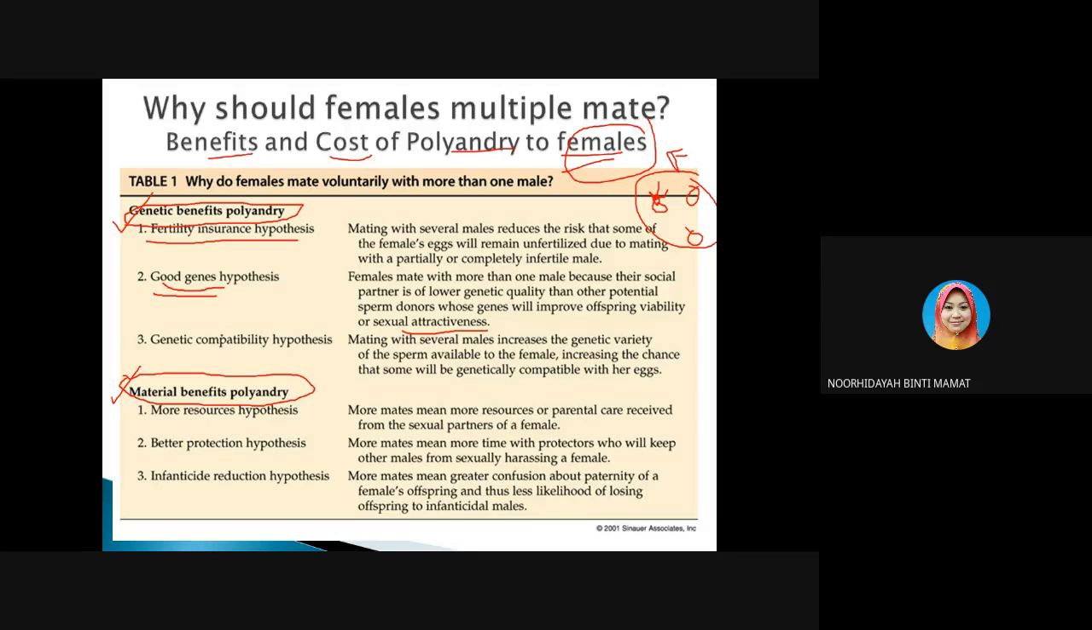Okay, so the third genetic benefit of polyandry for females is genetic compatibility. When the female mates with several males, it increases the genetic variety of the sperm available to her. Thus, it increases the chance that some will be genetically compatible with her eggs. So that is why they will mate with several males.